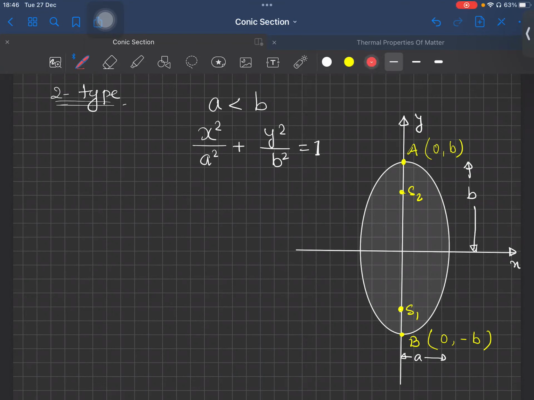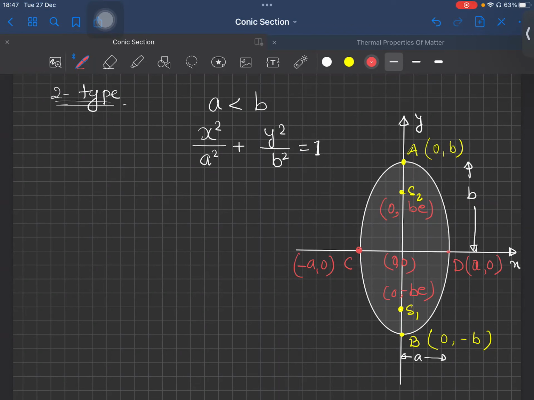What will be its focus? The coordinates of the focus will be (0, b times e) and (0, minus b times e). How will you write the eccentricity? Now let's say this point is C, so the coordinate of C is (minus a, 0) and D is (a, 0). Now how will you define eccentricity? See, the center is always (0, 0). We are studying only ellipses whose center is (0, 0). The focus we have already written, S1, S2.